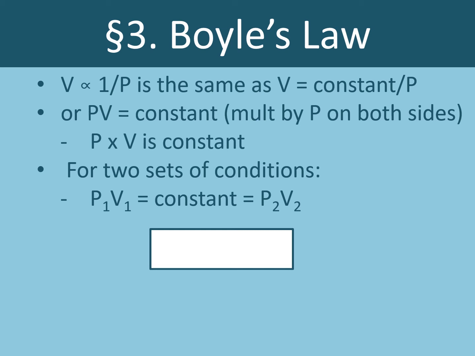We can ignore the constant, and thus Boyle's law can be stated as follows. The initial pressure multiplied by the initial volume is equal to the final pressure multiplied by the final volume, or P1 times V1 equals P2 times V2. This is the form of Boyle's law that you should know and remember.